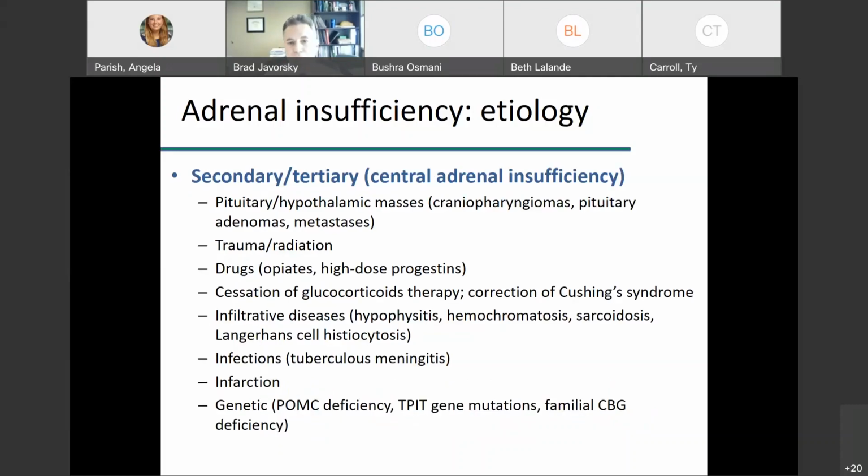Secondary or tertiary adrenal insufficiency has a number of different causes as well. Some of the most common are masses in the pituitary or hypothalamus, like craniopharyngiomas, large pituitary tumors or metastases, trauma or radiation to the pituitary or hypothalamus, drugs like opiates or high-dose progestins, cessation of glucocorticoid therapy or correction of Cushing's syndrome, infiltrative diseases like hemochromatosis, sarcoidosis, or histiocytosis, infections, infarction, and then again, rare genetic conditions like POMC deficiency, TPIT gene mutations, or familial CBG deficiency.